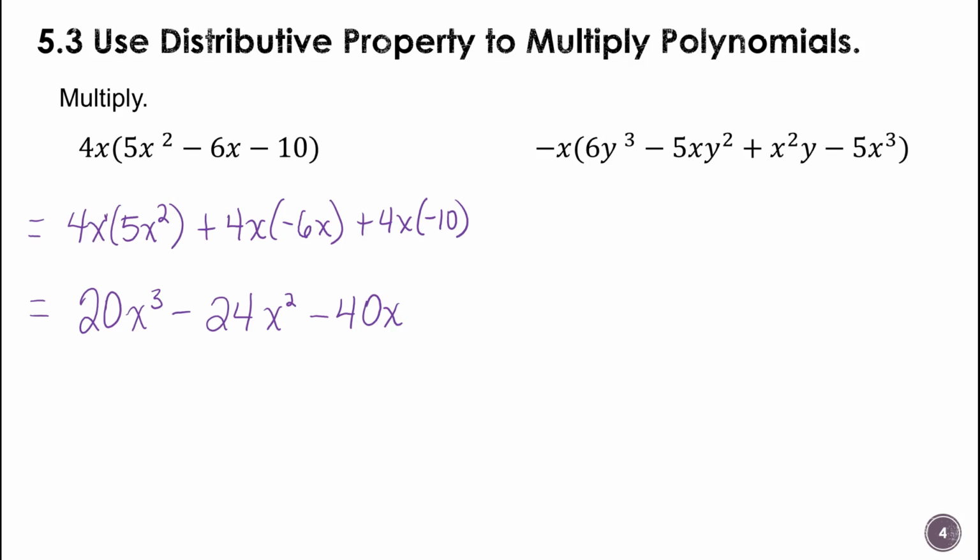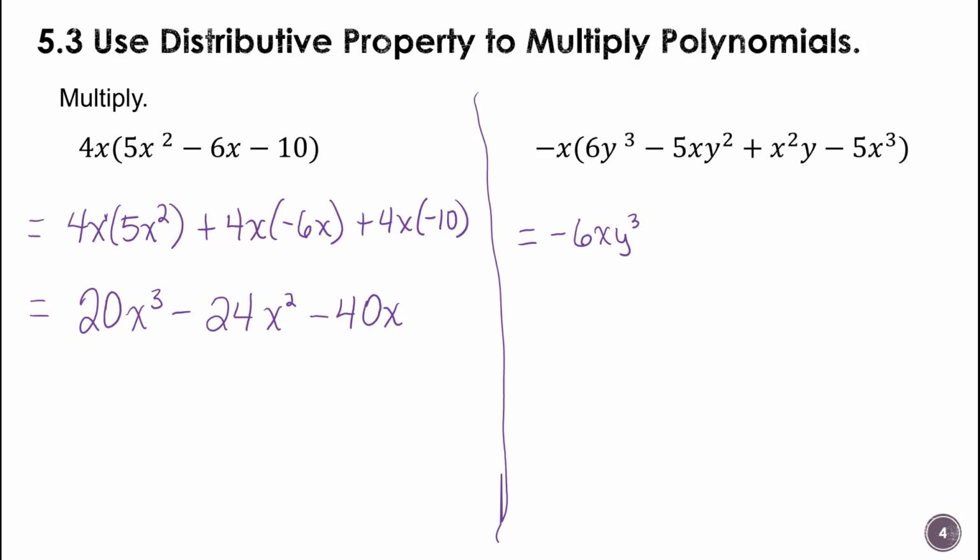And that's it. Now this next one seems to have a lot going on. Notice it has x's and y's. But we're just going to apply the x to each one, right? So on the first one I have negative 1x times 6y to the third. So I'm going to take the negative 1 times 6. X times y to the third would just be xy cubed, and that one's finished.